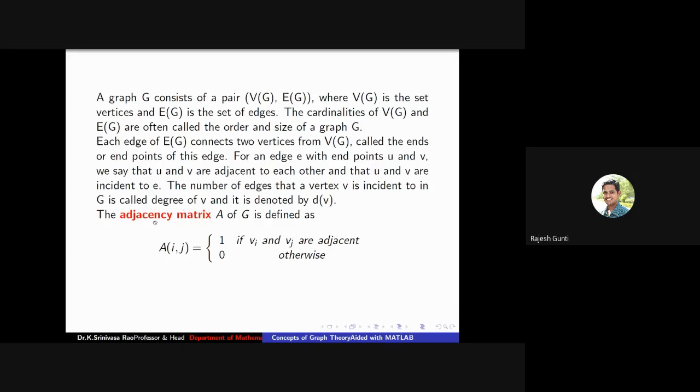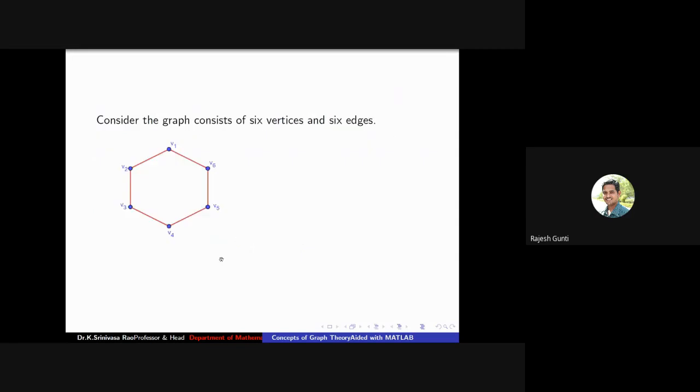The adjacency matrix of G. The adjacency matrix A of G is defined as A(i,j) equal to 1 if Vi and Vj are adjacent, otherwise 0. So like this, we write a matrix. That matrix is called the adjacency matrix. The adjacency matrix is of order n by n. 6 vertices are there, so it is a 6 by 6 matrix.